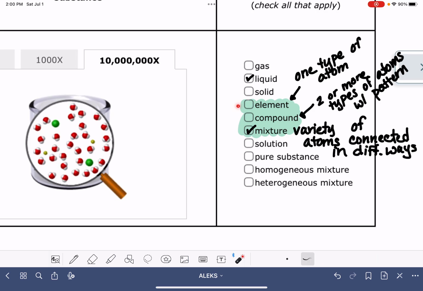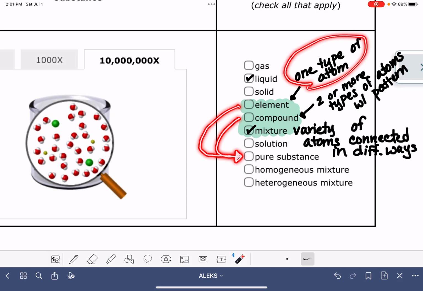If you have an element, or if you have a compound, that substance is also going to be classified as a pure substance. It's a pure substance because there isn't anything else in there. It's just the one thing. You either have just one type of atom, or you have a few atoms, but they're connected with some sort of pattern.